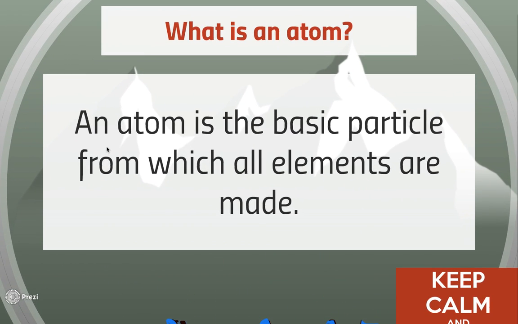All right, so I guess the best place to start is just at the beginning. So what is an atom? Basically an atom is the basic particle from which all elements are made. So the basic particle from which all elements are made. Now on your sheet, you probably have a couple of blanks there. All you would do then is fill in the correct words that go into the blanks for your note sheet. So an atom is the basic particle from which all elements are made.